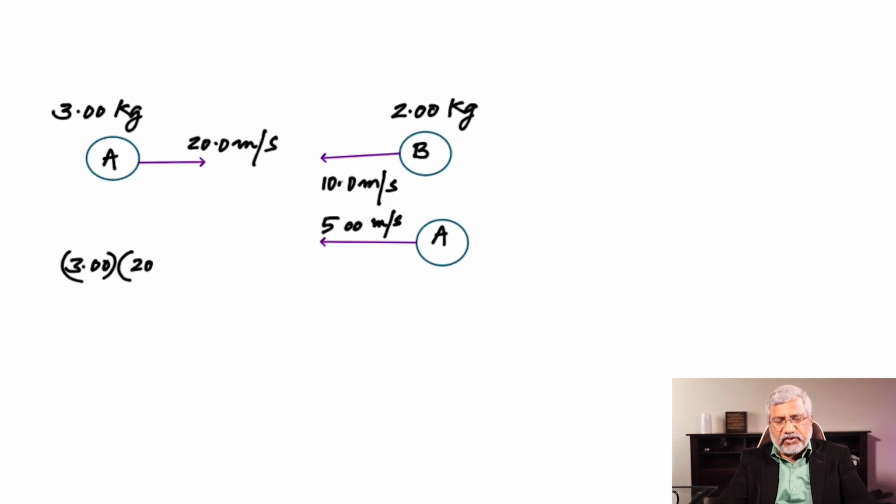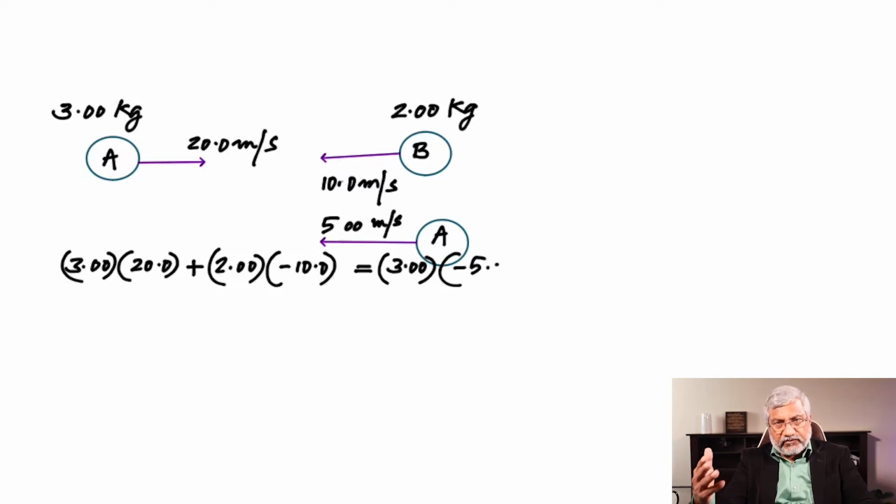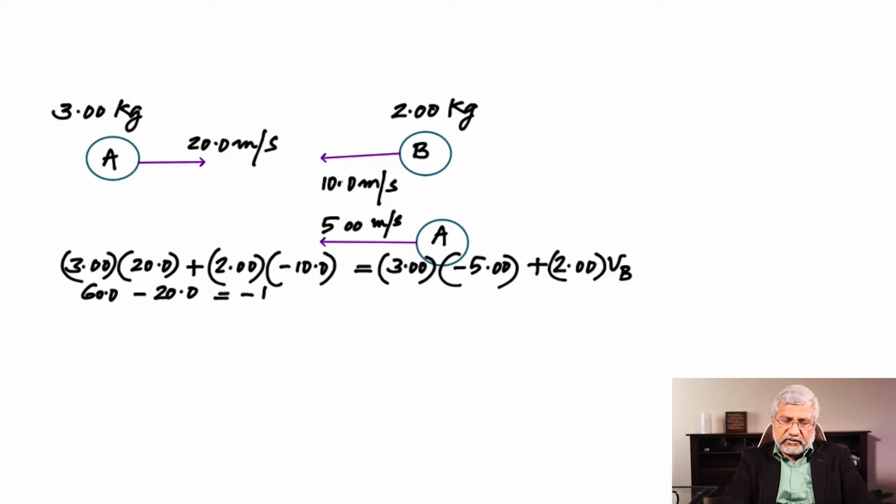And we have to find the velocity of object B after the collision. So how do we do this? Apply the conservation of momentum, which is m1v1 plus m2v2. See, I took it as negative 10 because it's moving in the opposite direction, is equal to the final momentum of object A plus mass of object B, which is 2 kilogram, times the unknown final velocity of object B. See that? The unknown final velocity of object B, and then do the math.